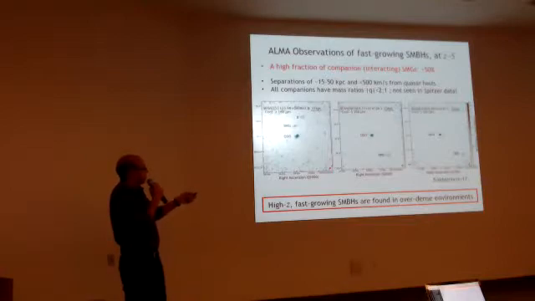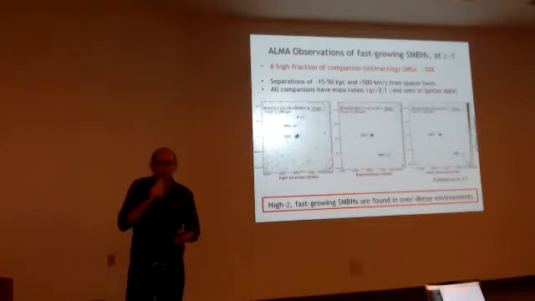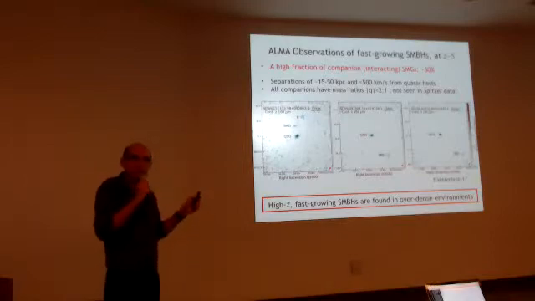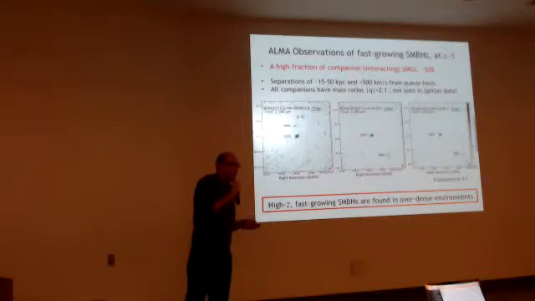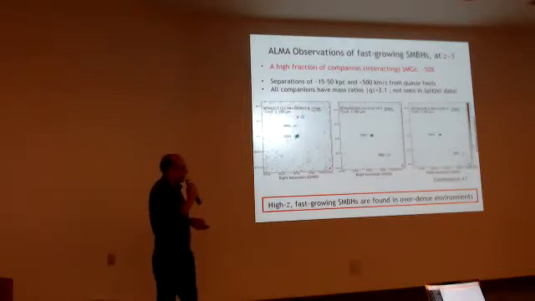We have another blob here, which doesn't have carbon-2 emission, so we're not really sure what's going on. But this is definitely suggestive of high overdensities in the surroundings of these fast-growing supermassive black holes.